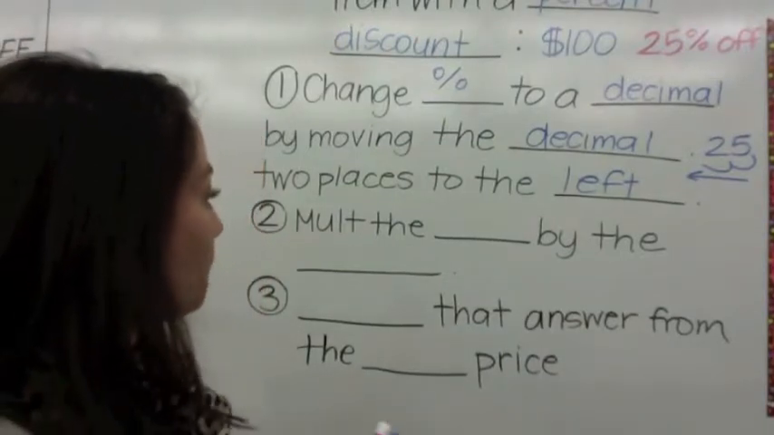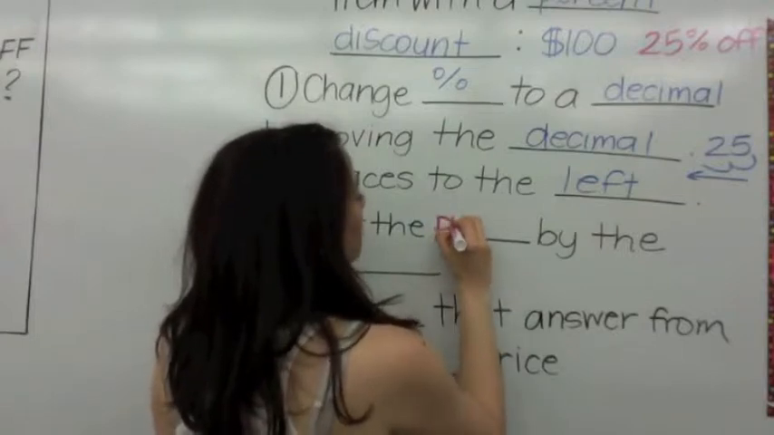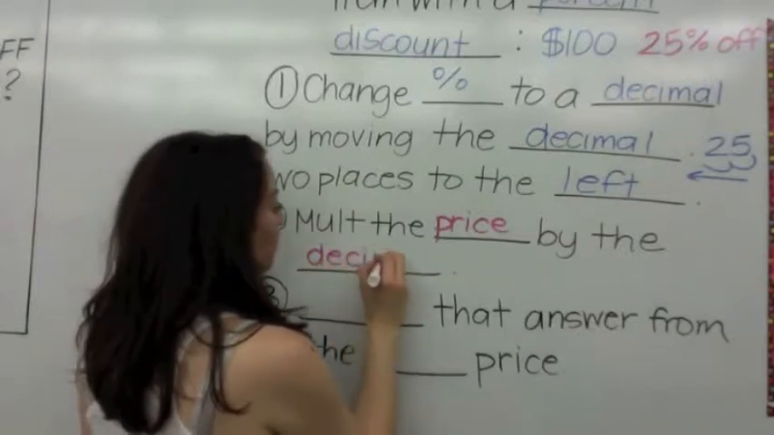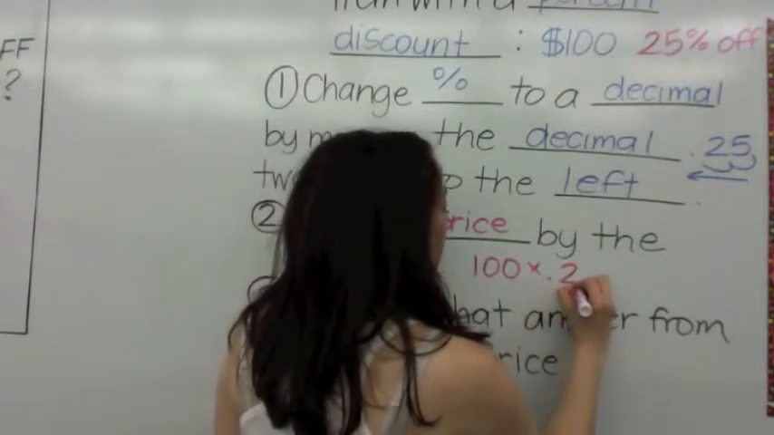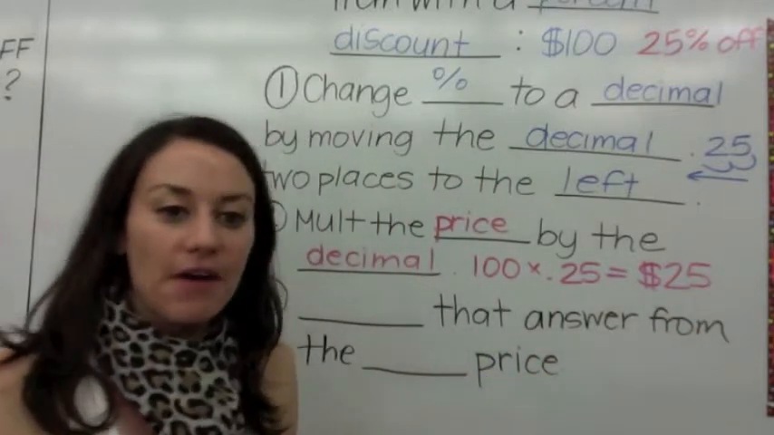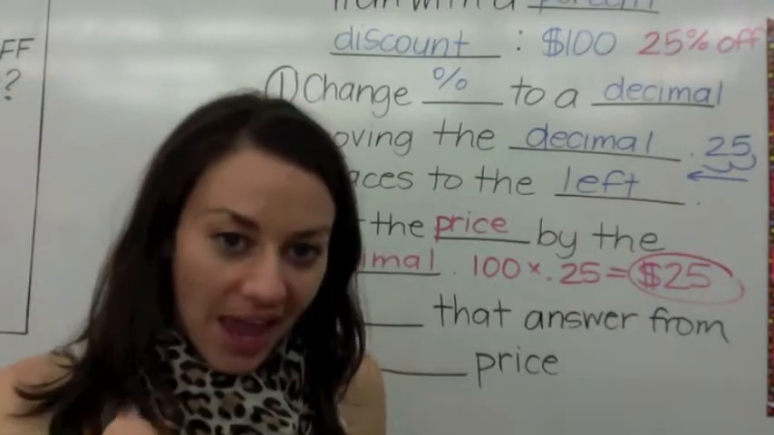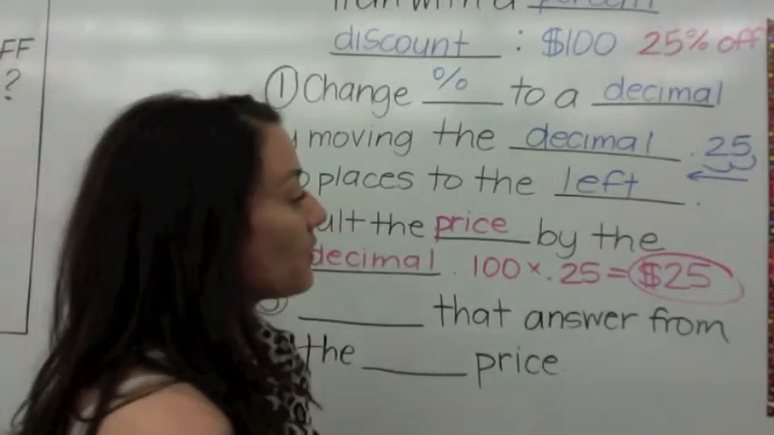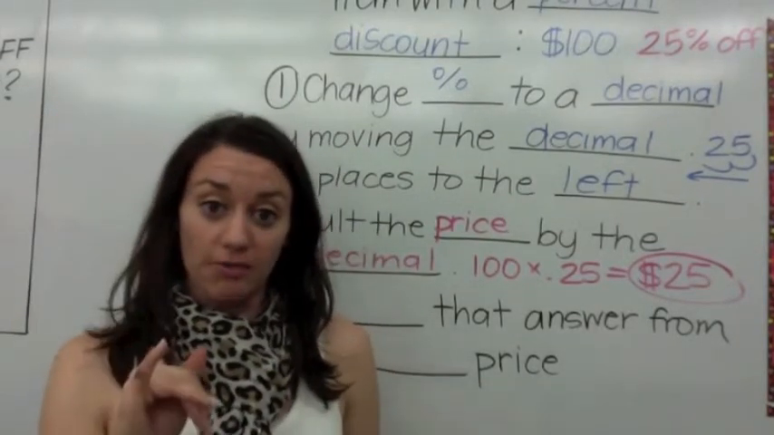So we multiply the original price, which was $100, by the decimal. We did 100 times 0.25. That gave us $25. Well, the discount is $25. That's not what it's asking you. It's asking you, what are you going to pay for that iPhone? If it's $25 off and the price is $100, what are you going to do?